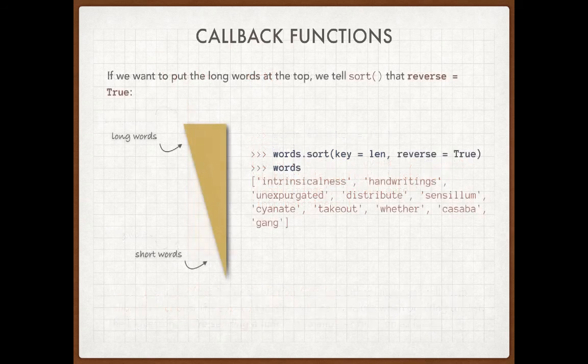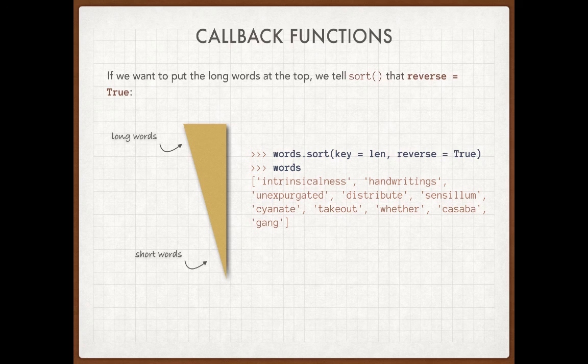Now, what if I wanted to flip that around? What if I wanted to put all the long words up at the front, but put all the short words down in the back? Well, I don't even have to do anything. I don't have to fix len. I don't have to adjust the way that it calculates the length of the words. I just have to tell sort now to reverse the order.